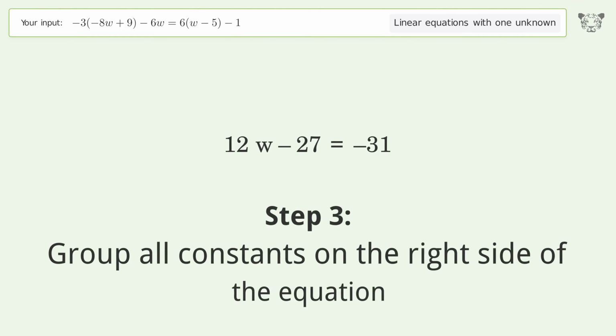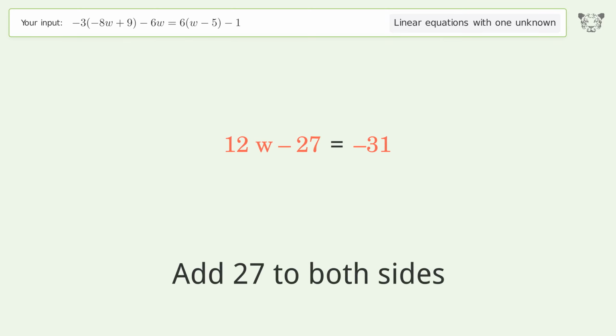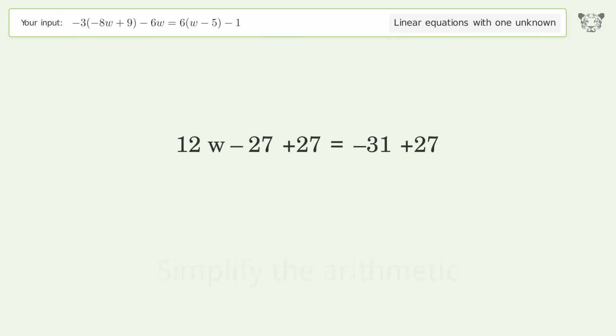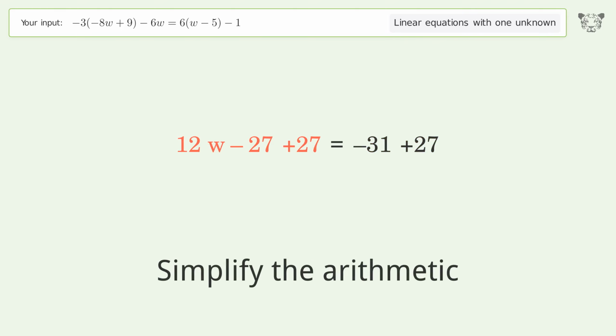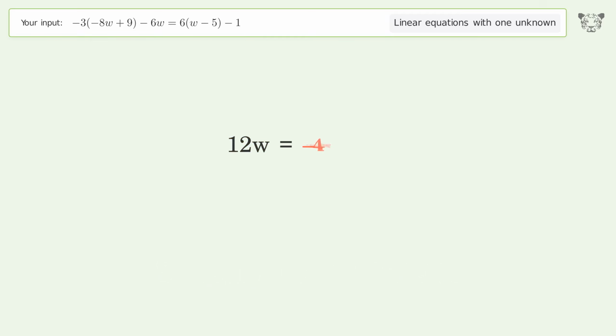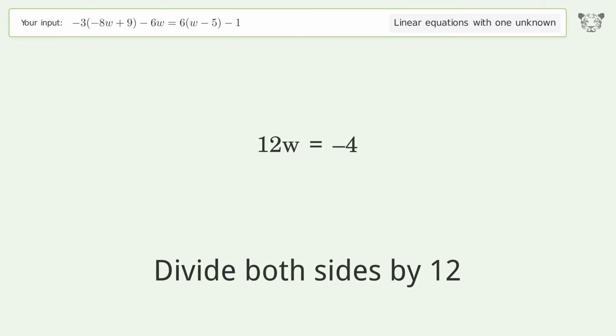Group all constants on the right side of the equation. Add 27 to both sides. Simplify the arithmetic. Isolate the w. Divide both sides by 12.